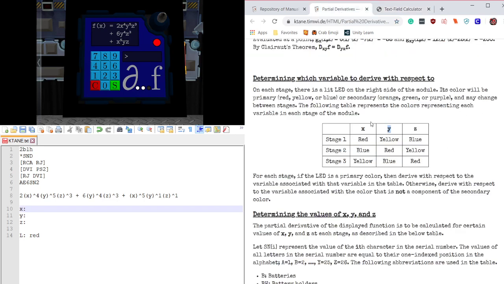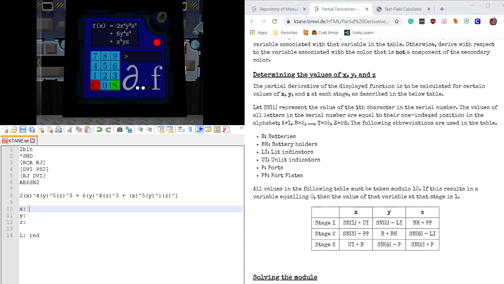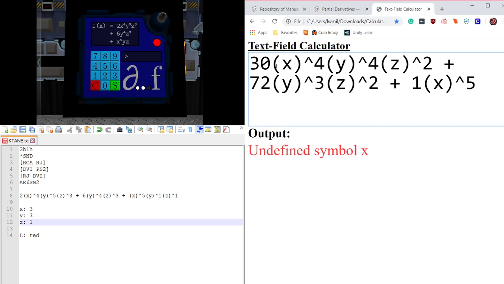So, we're going to get new x, y, and z values. Serial number digit 3 is a 6 minus port plates 3. 6 minus 3 is 3. Batteries 2 plus battery holders 1 is 3. And finally, serial number 6 is 2 minus the number of indicators, which is 1. 2 minus 1 is 1. Plug these in for x, y, and z.